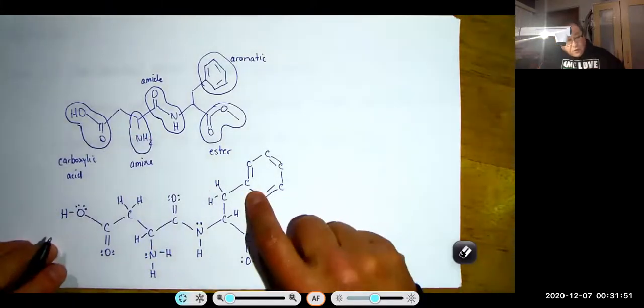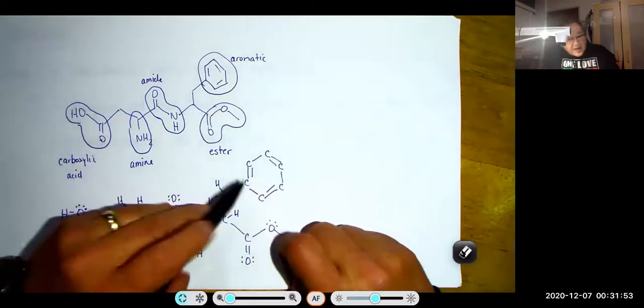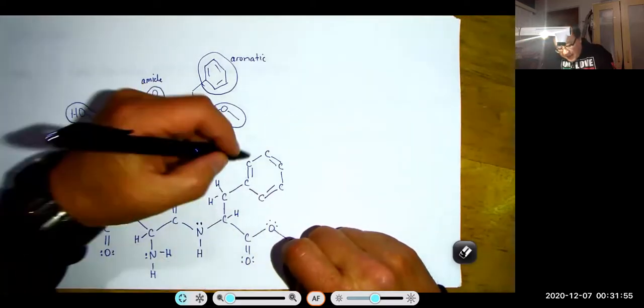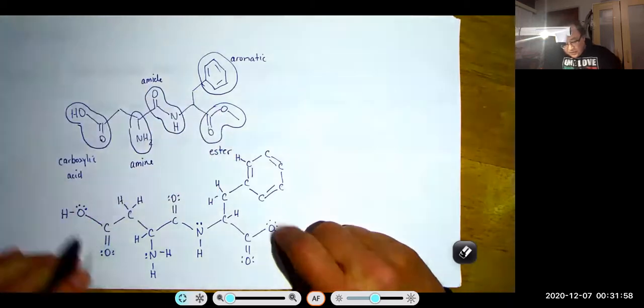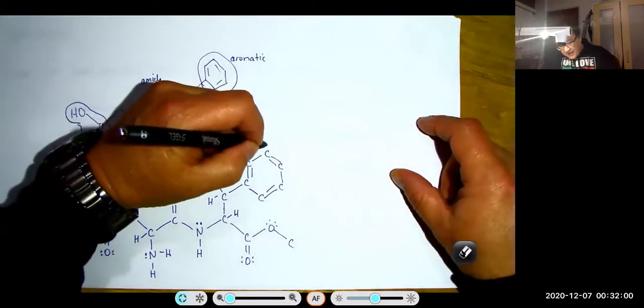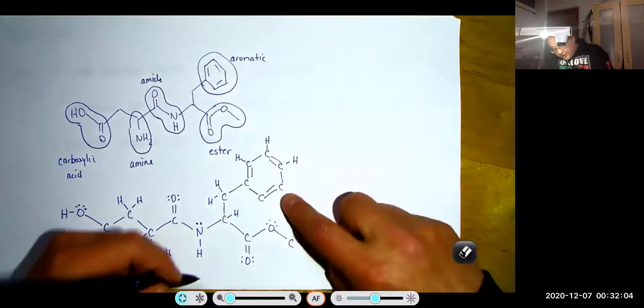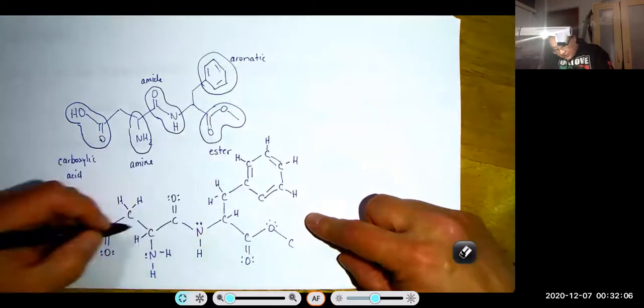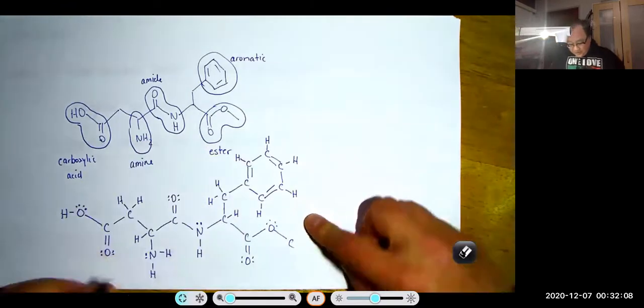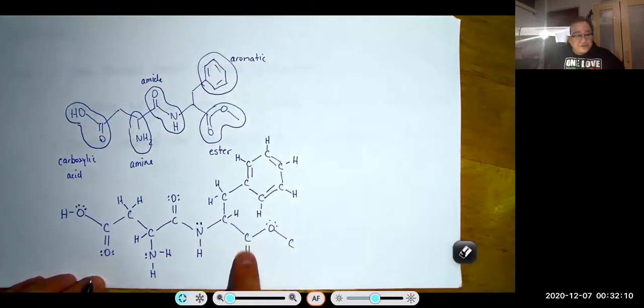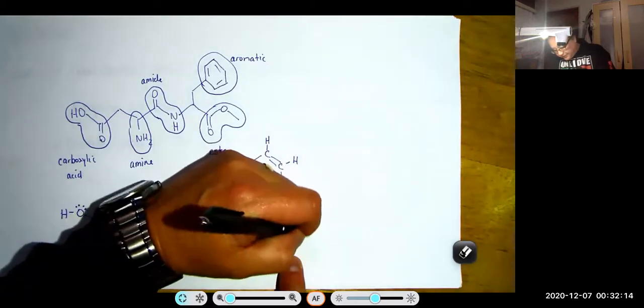This carbon has 4 bonds. This one has 3 bonds, so I'm going to add a hydrogen. This one has 3 bonds, add a hydrogen. This one has 3 bonds, add a hydrogen. This one has 3 bonds, add a hydrogen. And this one has 3 bonds, add a hydrogen. This carbon has 4 bonds, so it's done. This carbon has 1 bond, so I'm going to add 3 hydrogens.